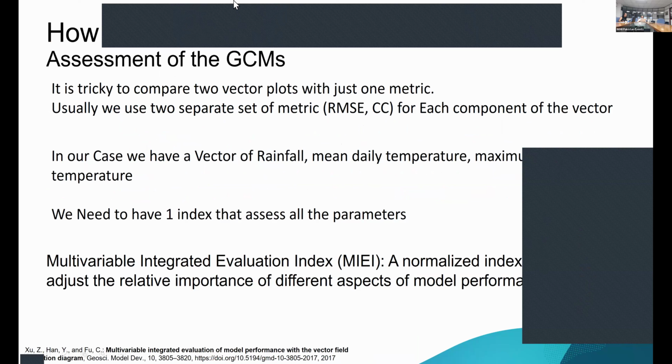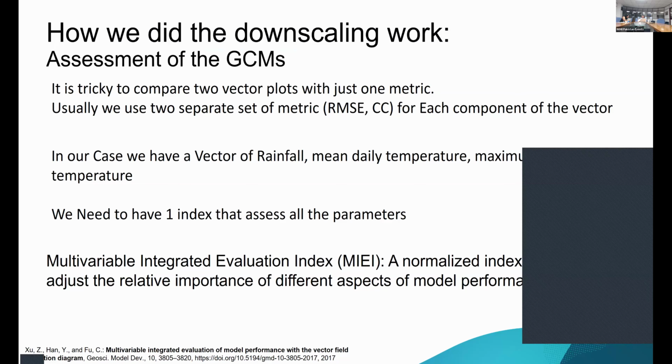The challenge in climate model evaluation is that it's tricky to compare 2 vector plots such as rainfall, minimum temperature, maximum temperature, and average temperature using just one metric. Traditionally, we would use separate metrics like root mean square error or correlation coefficient for each component. But what if model A is better in terms of temperature and worse in terms of rainfall if compared to model B? So then, which model to choose?